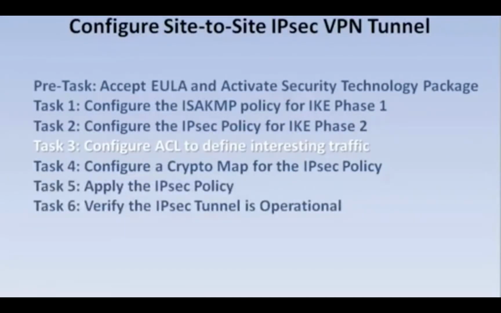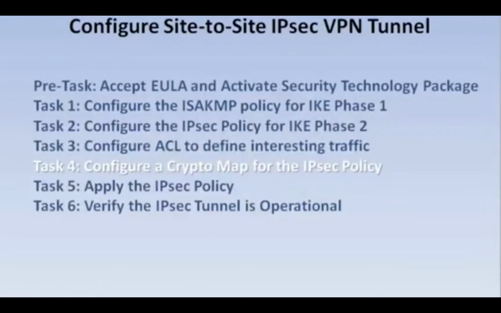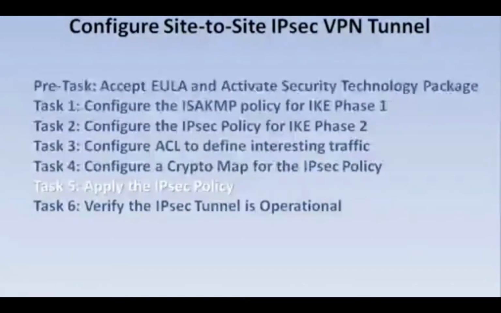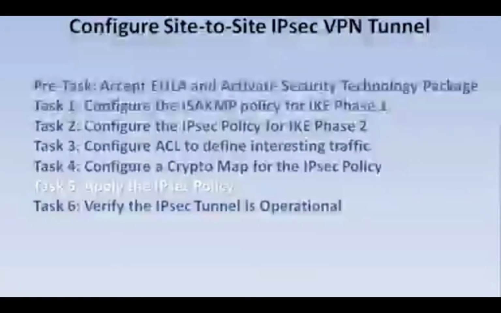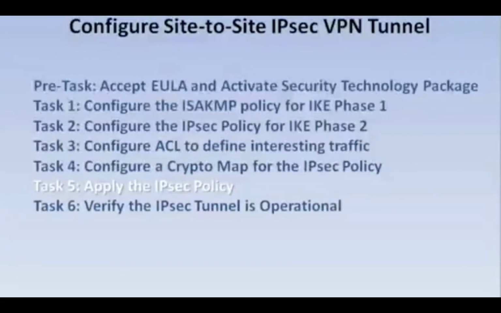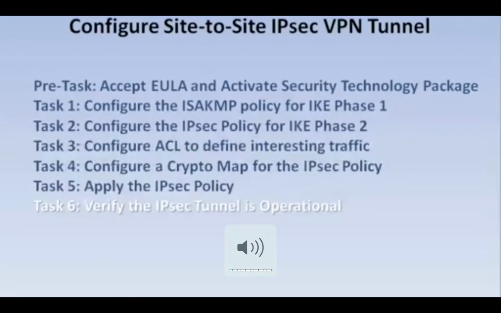Task 3, configure an access list to define interesting traffic and initiate the IPSec tunnel. Task 4 will be to configure a crypto map for the IPSec policy. And Task 5, apply the IPSec policy to our serial outside interface. In Task 6, I'll verify that the IPSec tunnel is operational and running.